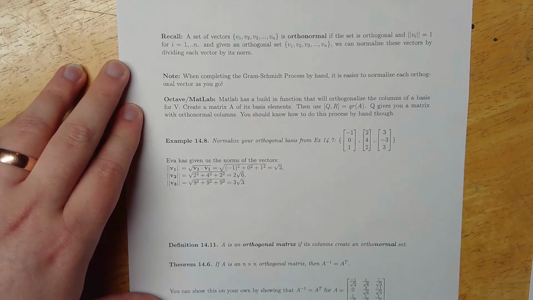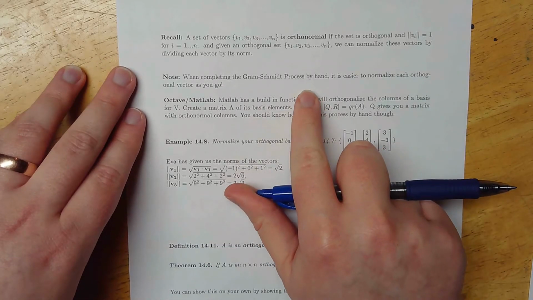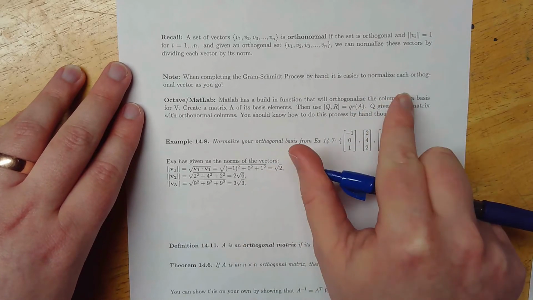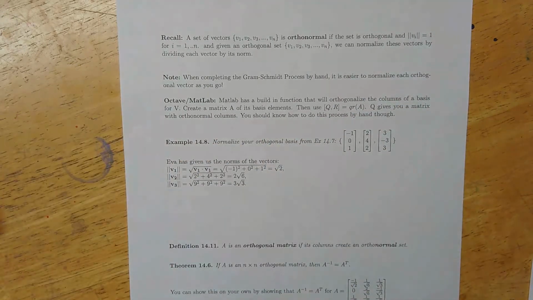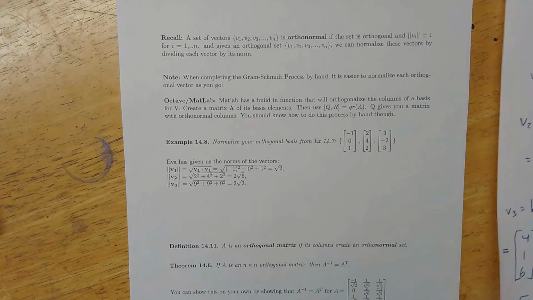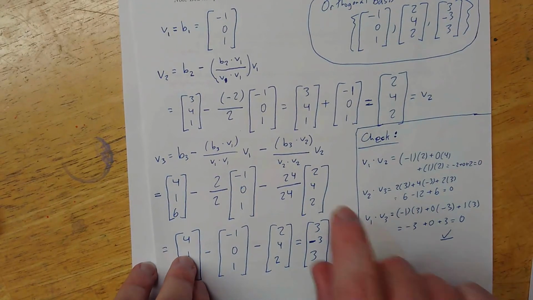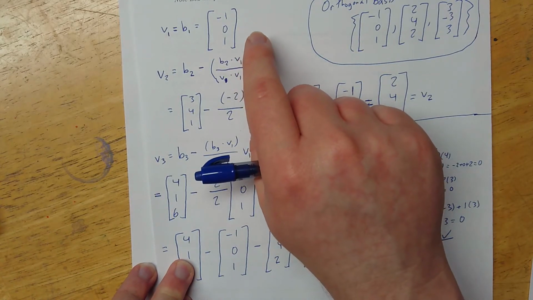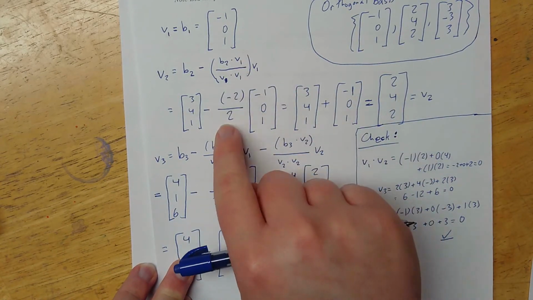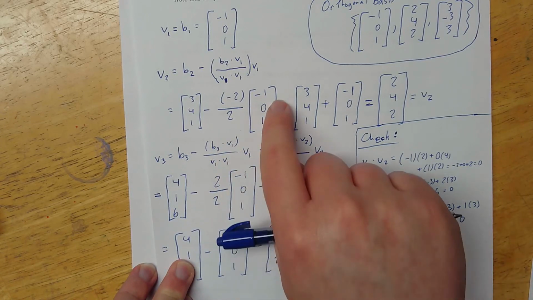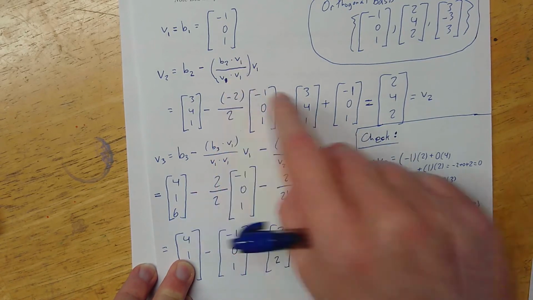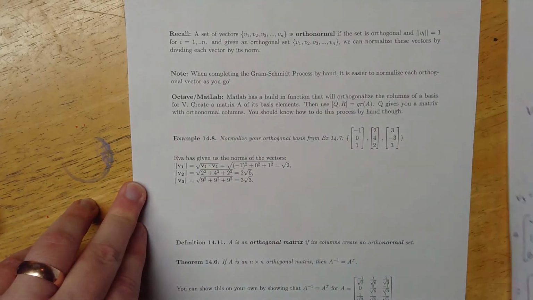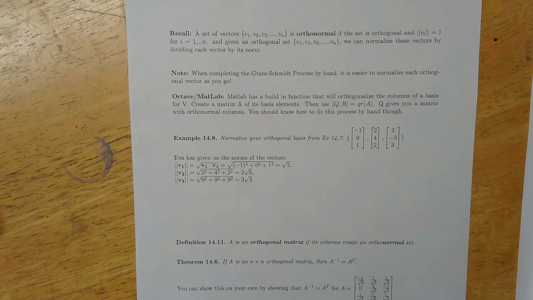Oftentimes if you're trying to complete the Gram-Schmidt process by hand, it'll be easier for you to normalize each orthogonal vector as you go. And so the reason for this is that say we were doing this process and we wanted to know what v1 dotted with v1 is. Well, if we had spent the time making it normalized, then this would just be 1 instead. Now, of course, that's going to change what this vector is, and that'll change this dot product as well. But if you were trying to normalize it, it would be easier to go ahead and do the normalization as you go.